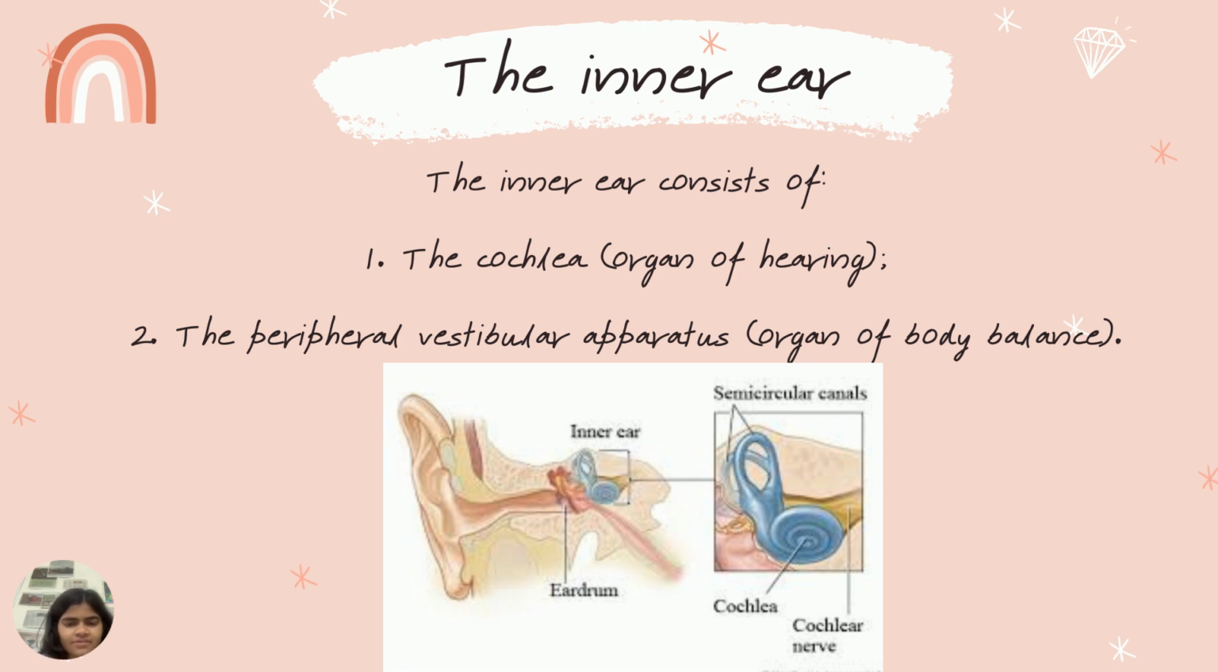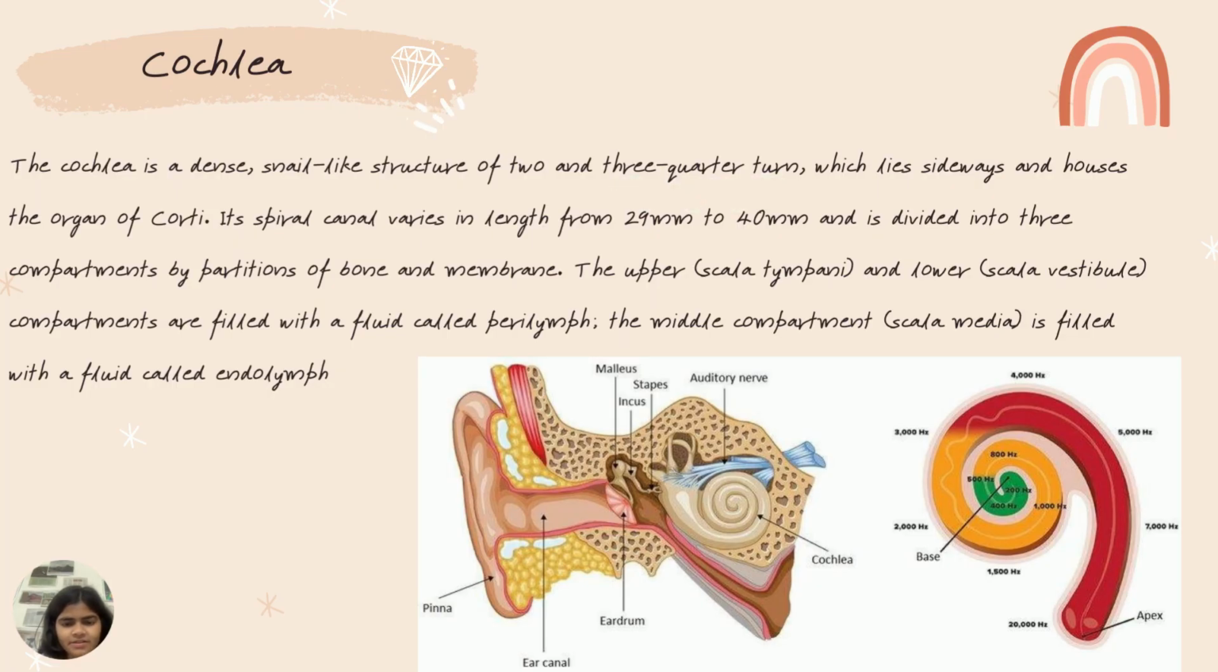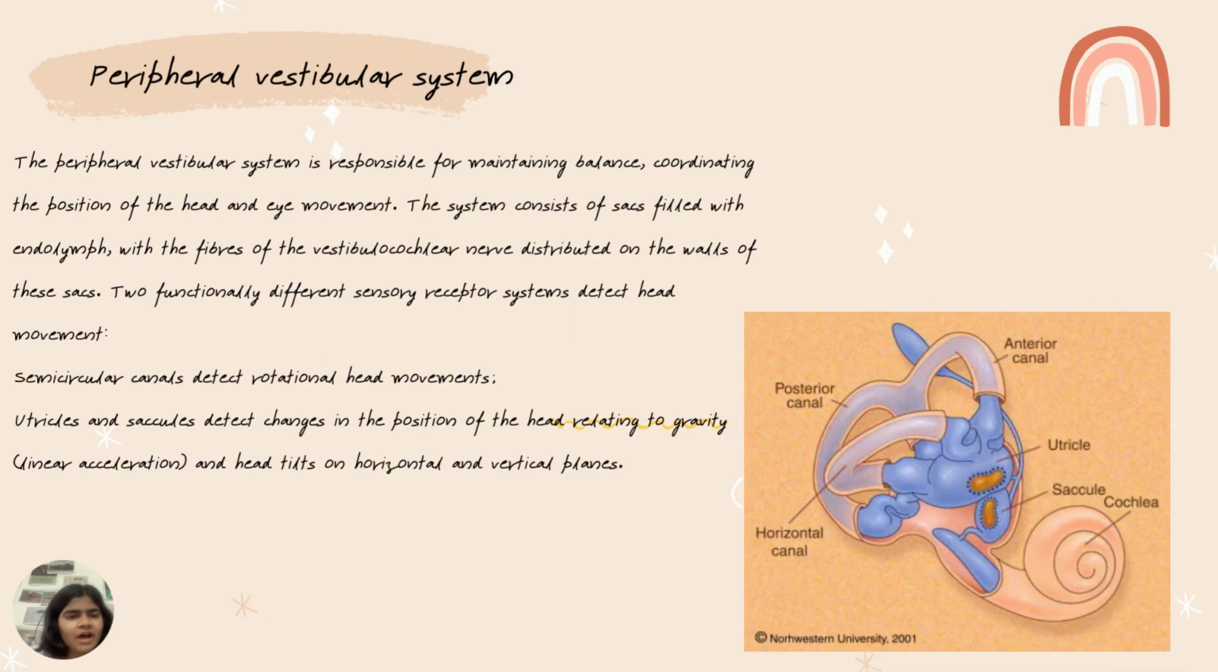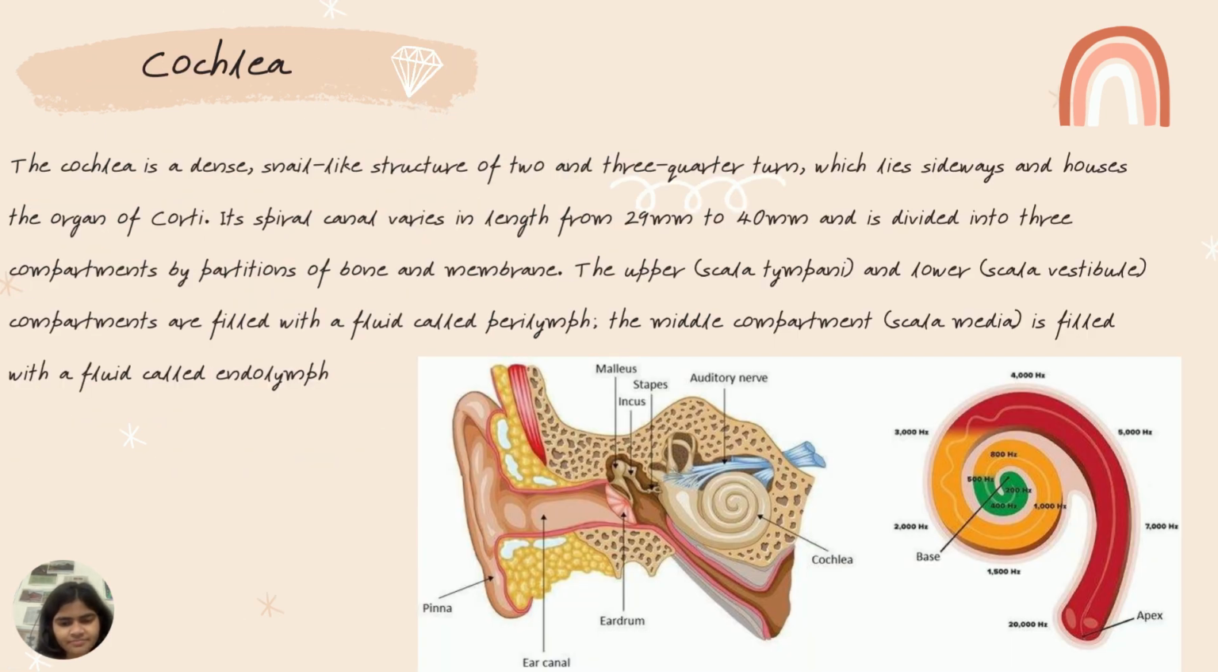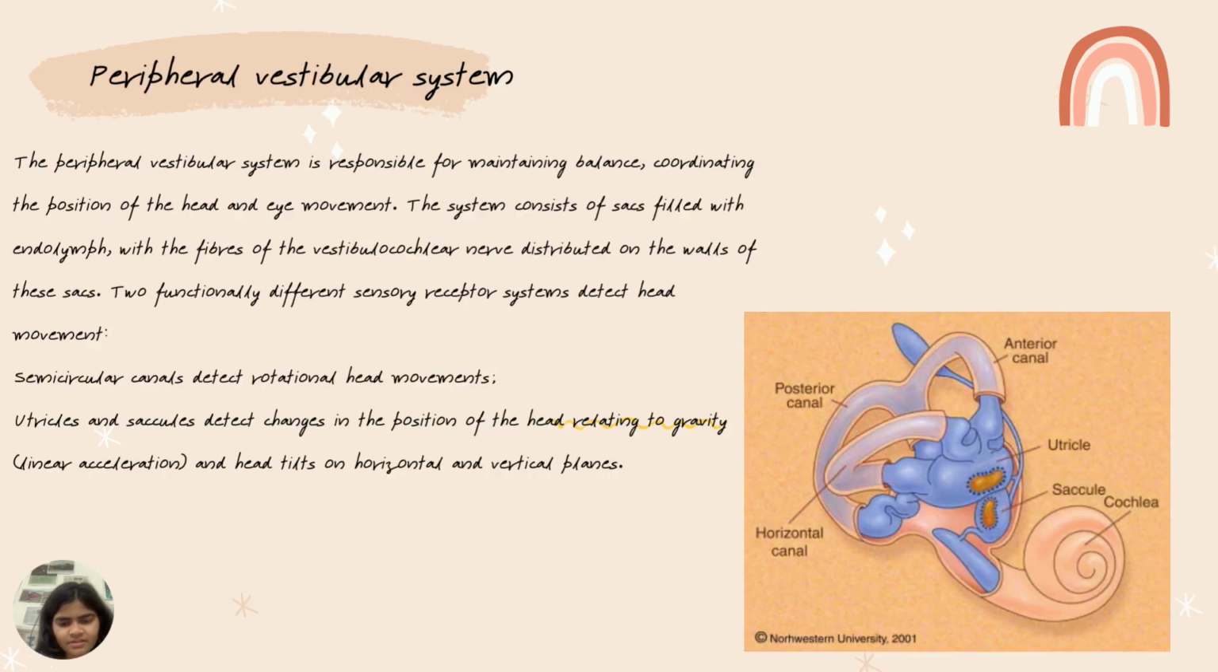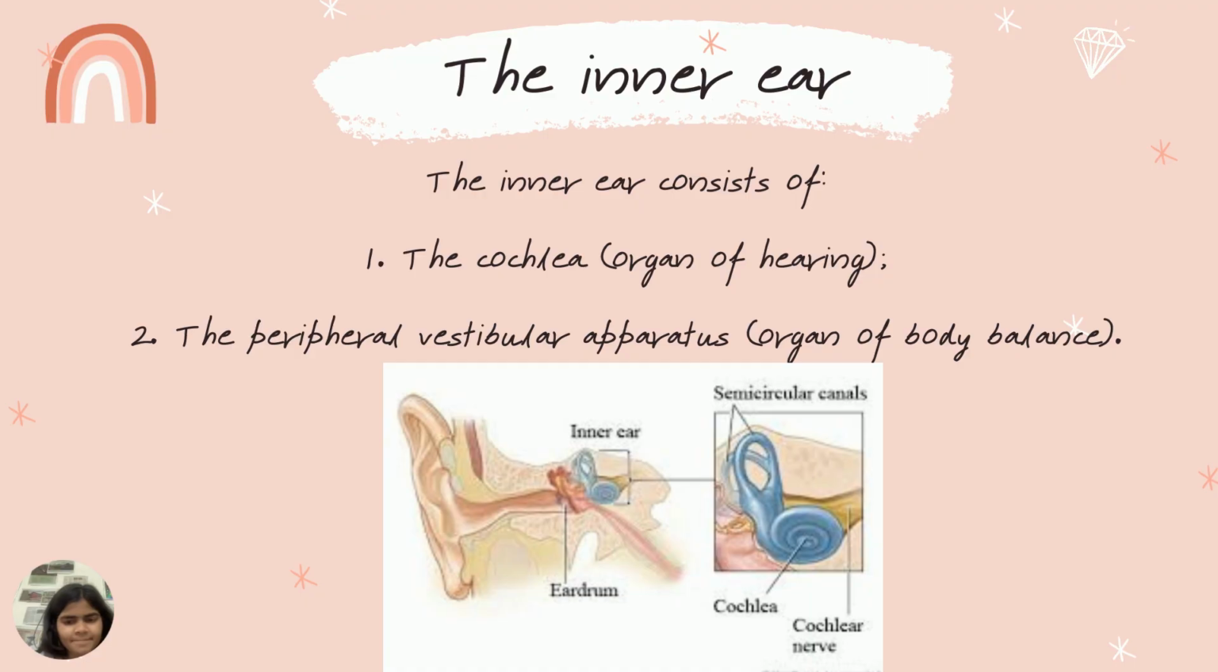In the cochlea, here we can see this rounded structure, which is the cochlea. It is a dense snail-like structure of two and three quarter turns which houses the organ of Corti. Its spiral canal varies in length from 29 millimeters to 40 millimeters and is divided into parts. Now we have the peripheral vestibular system, which can be seen here as well.